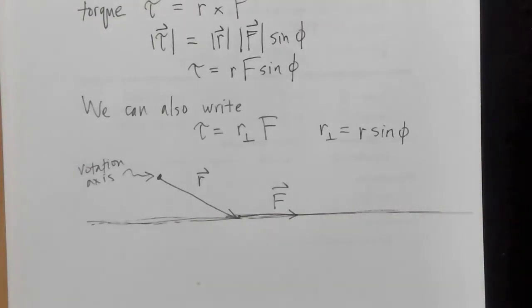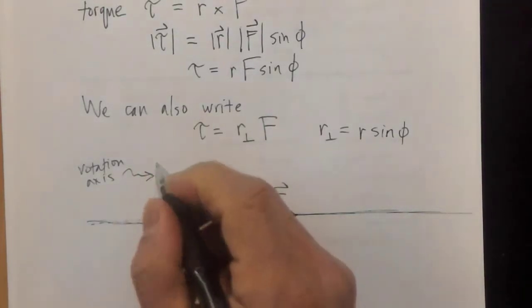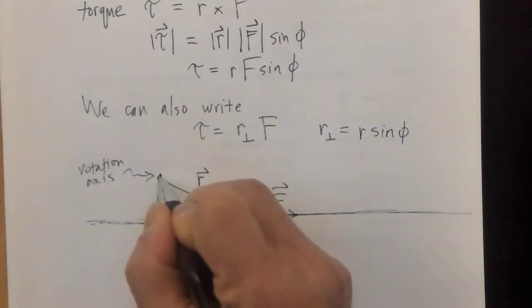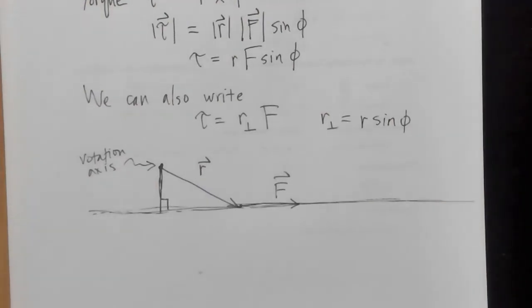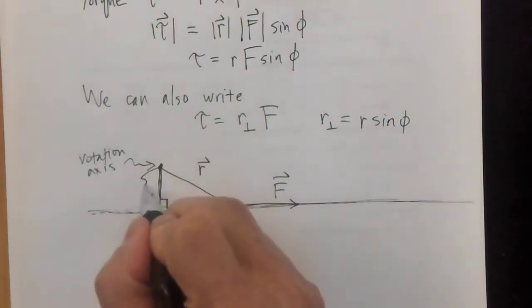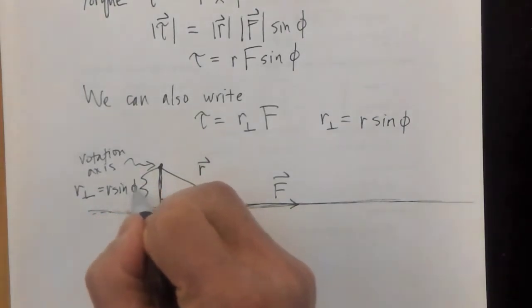And then you say, how close does this line get to the rotation axis? So you try to go from the rotation axis down to the line. You go perpendicular like this. Okay? And that is what we call R perpendicular. Right? R perpendicular, which is R sine of phi.